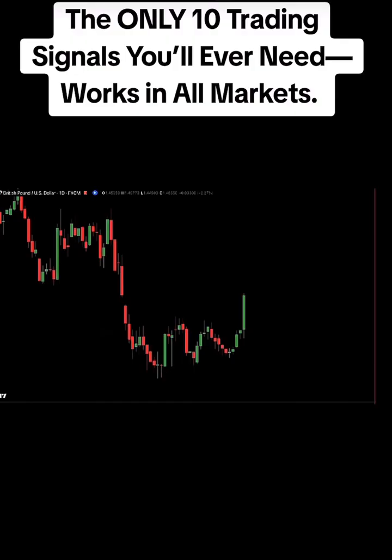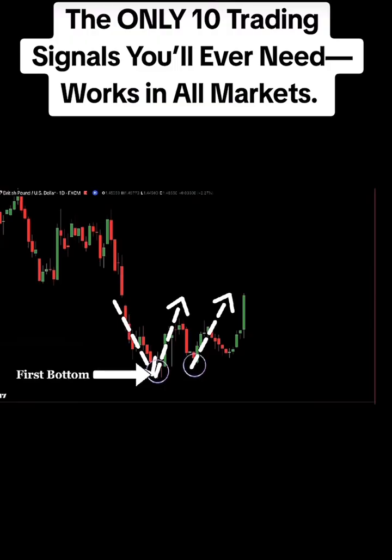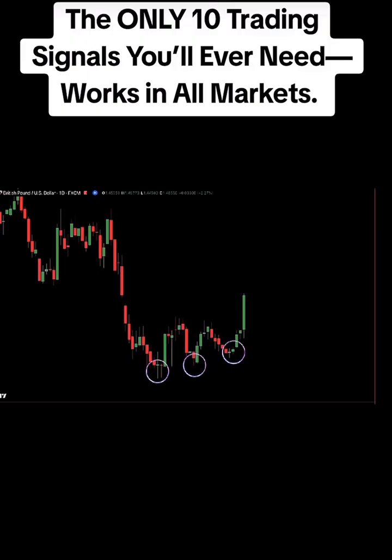Here's how it works. After a strong downtrend, price finds support and bounces off the same area multiple times. The first bottom forms, price bounces. Sellers push down again, second bottom. Still no breakdown. One more push from the bears, third bottom, and again, price holds. That's the signal. 3 pushes down, 3 failures. Sellers tried 3 times and couldn't break the level. That's not weakness from buyers. That's weakness from the sellers.